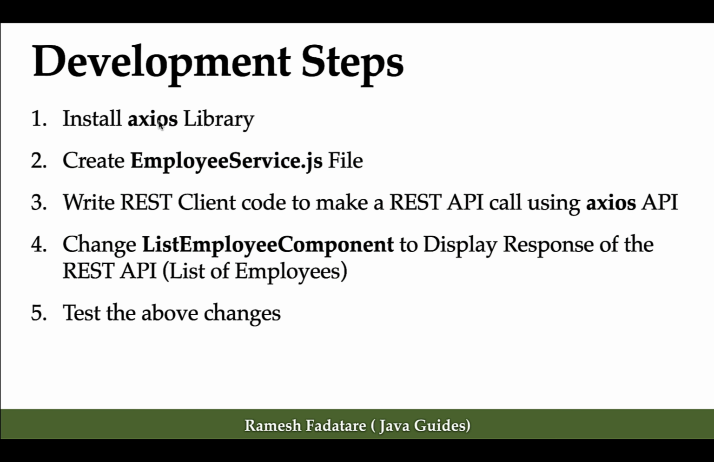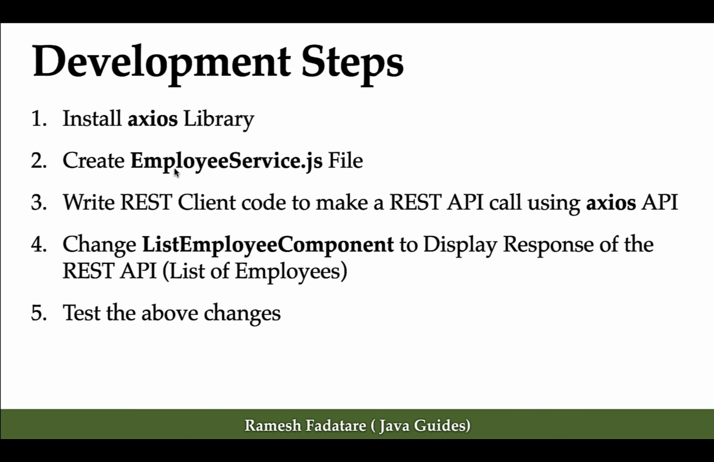First, we'll install the Axios library. In order to make a REST API call in a React application, we have to use a third-party HTTP library. In this project, we are going to use the Axios third-party library to make a REST API call in a React application. Next, we will create an employee service.js file.